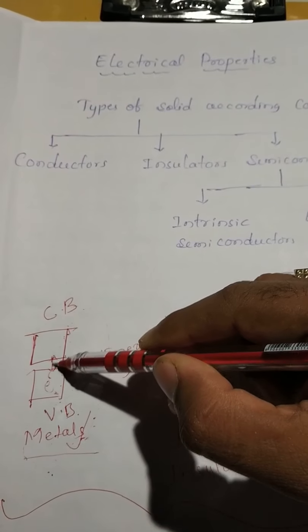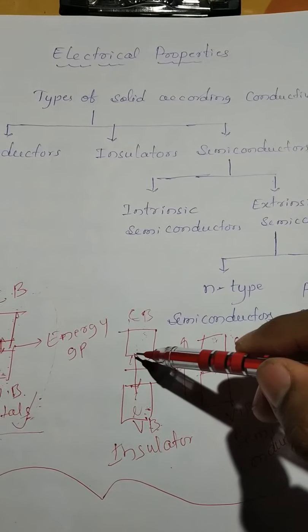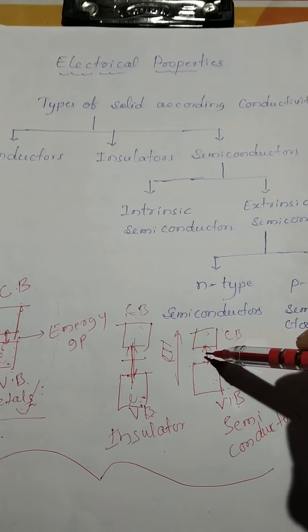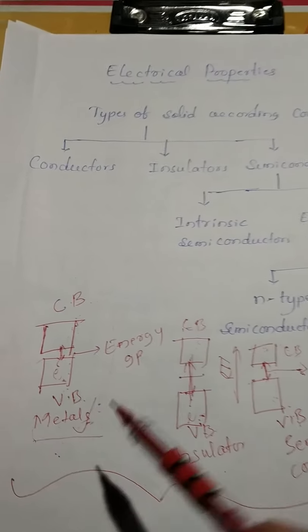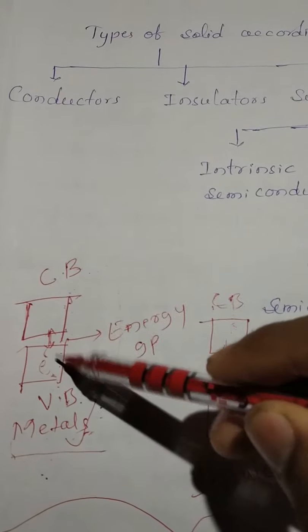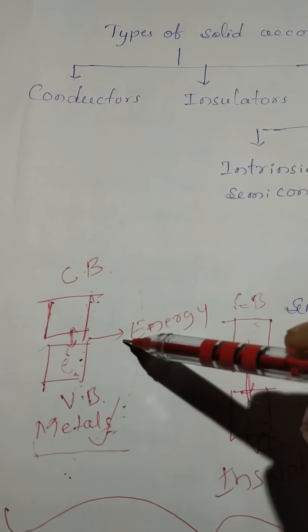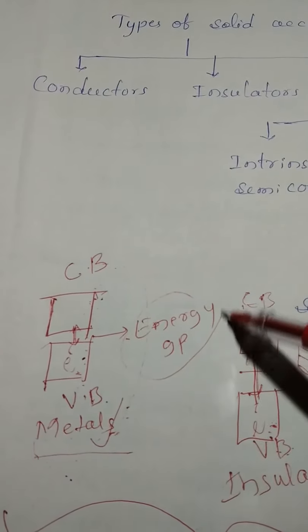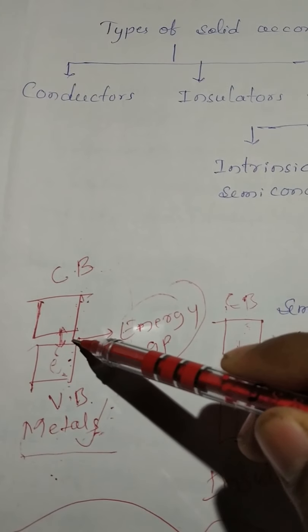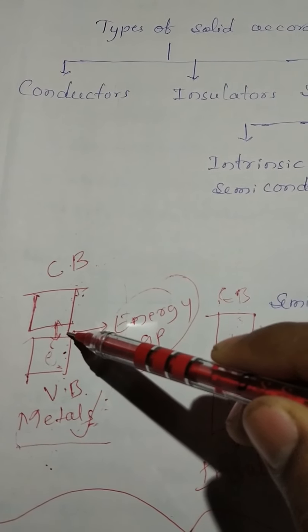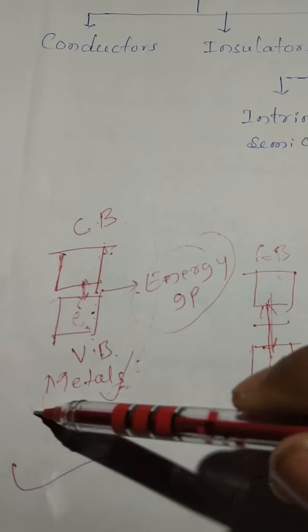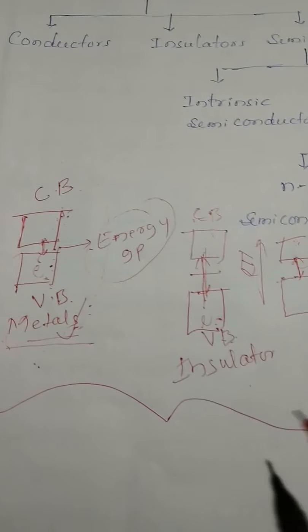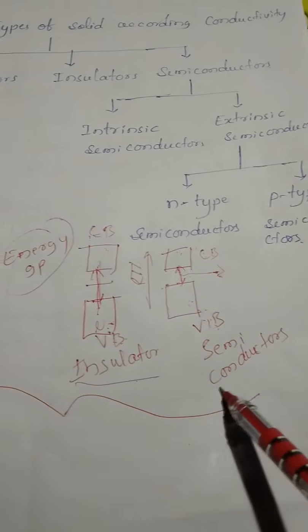Here the energy gap is very small. Here the energy gap is very large. Here the energy gap is small. This is the valence band. This is the conduction band. This is the energy gap, or it is called the forbidden zone because here electrons will not be present. This is in a metal. This is in the case of an insulator. It is in the case of a semiconductor.